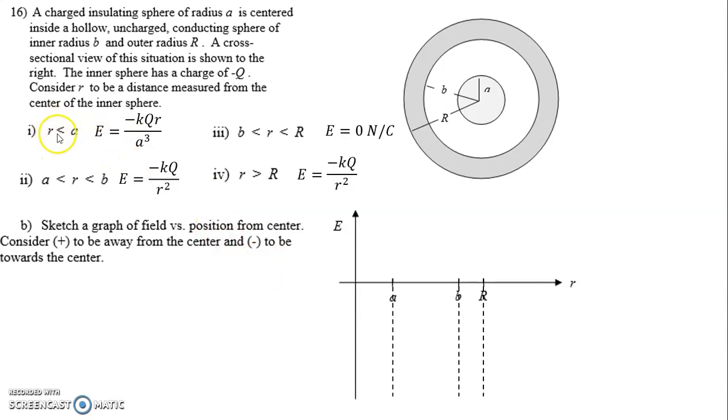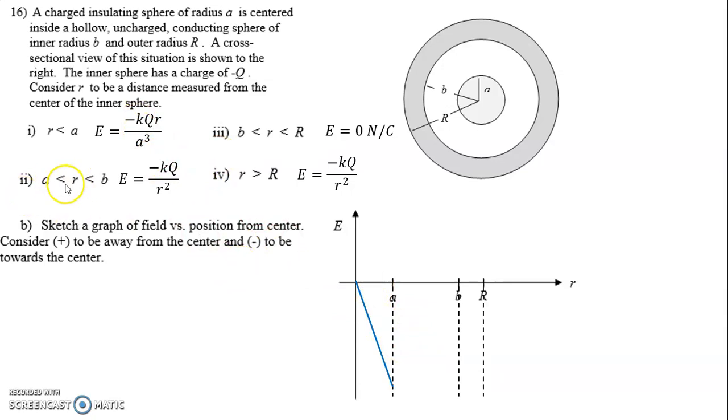Going from the inside out, when R is less than A, we have this, and what shape is this going to be? Well, K is a constant, Q is a constant, A is a constant. A is just the radius of that inner sphere. R is the coordinate that changes, and this is a linear function. R is 0, E is 0, and it's just going to start at 0, 0. It's going to be linear with a negative slope.